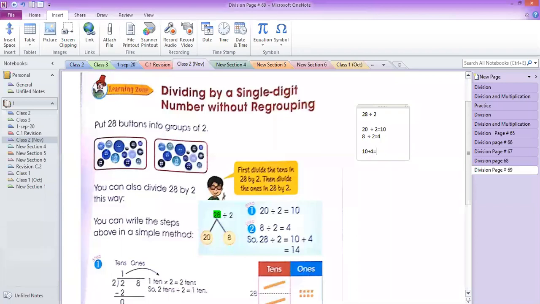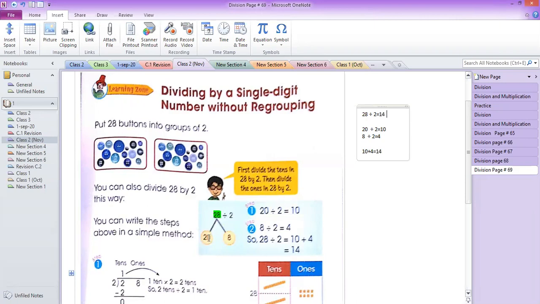So you will get the answer 14. That means 28 divided by 2 equals 14. How do you have to divide? This is one method. If you have any number you are dividing by 2 or 3 or any number, like this 28 divided by 2, first expand this number into its values.